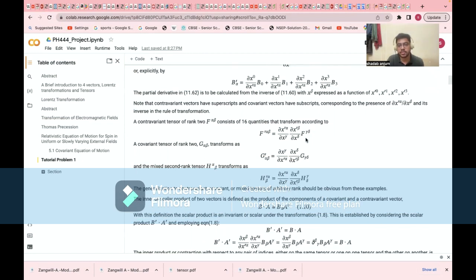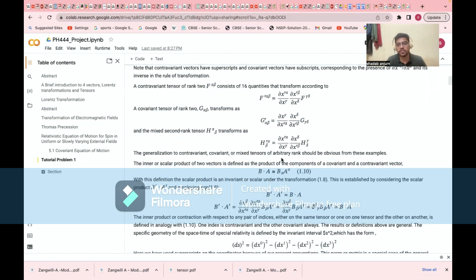is the summation, that anything that appears twice will be summed together, like ∂x'^α over ∂x^γ F^γδ. So this will run over γ equals 1 to 4. Similarly, ∂x'^β over ∂x^δ, this will run from δ equals 1 to 4 summation. The same will be followed. Whenever it comes twice, it will be summed over all the values that variable can take.